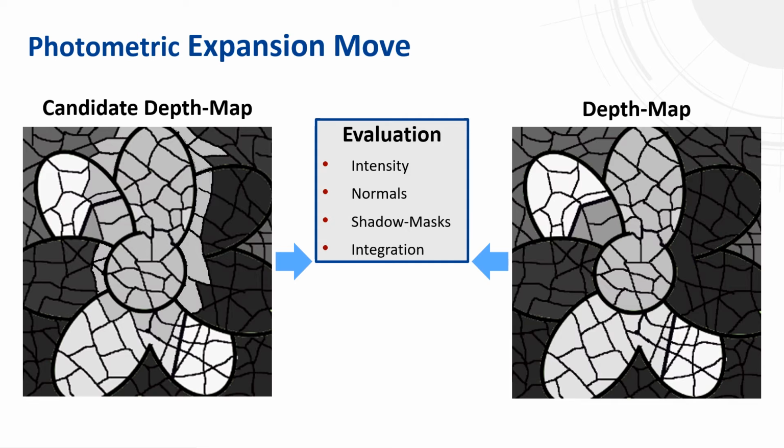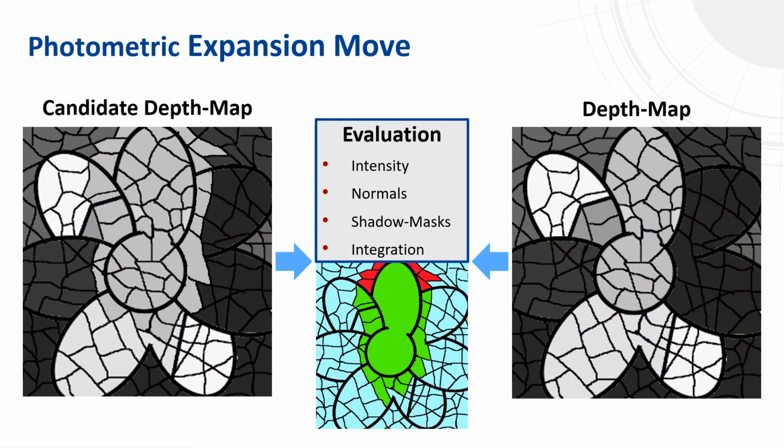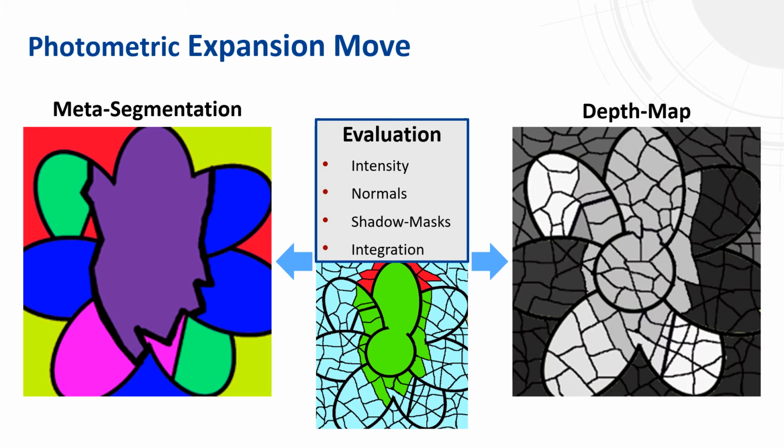The candidate depth map is evaluated for each segment by projecting it into the secondary view and comparing image intensity, but also normal maps and shadow masks. Furthermore, we consider integration errors within the segment and between segment boundaries. Using Boolean optimization, we find the optimal decision between candidate and current depth map for each segment. Those segments adopting the candidate are fused into a meta segment, and the depth maps are updated.